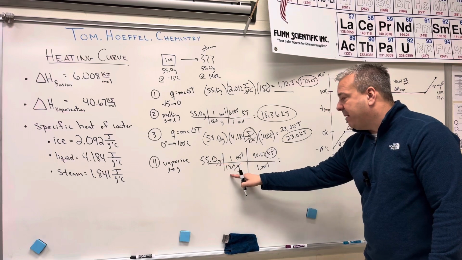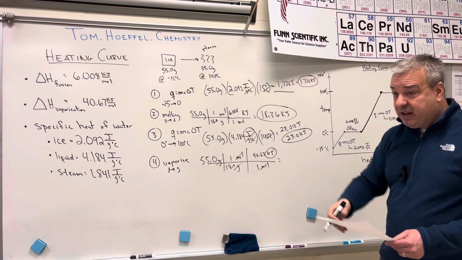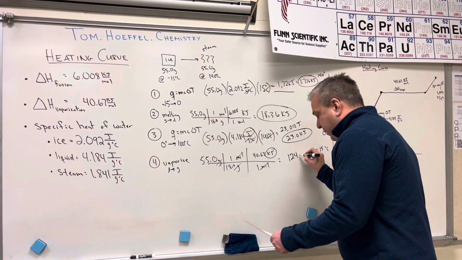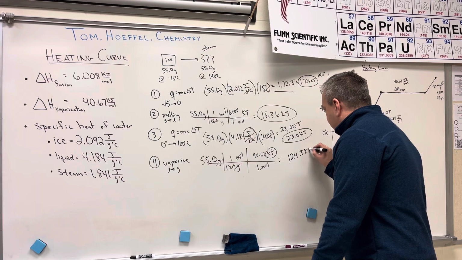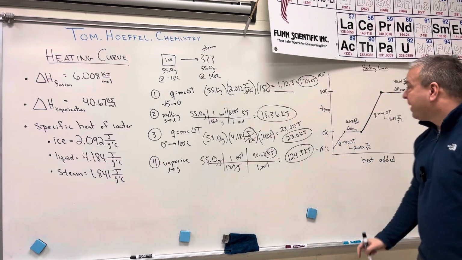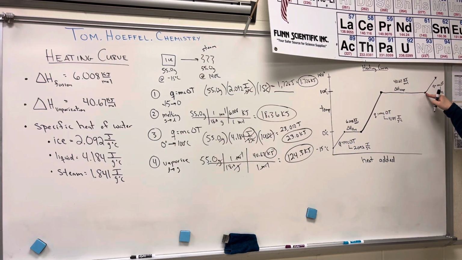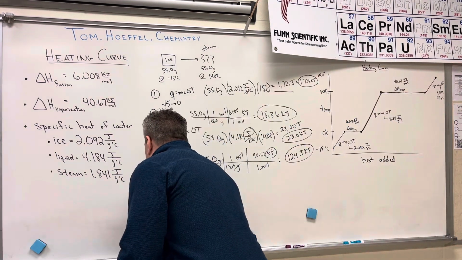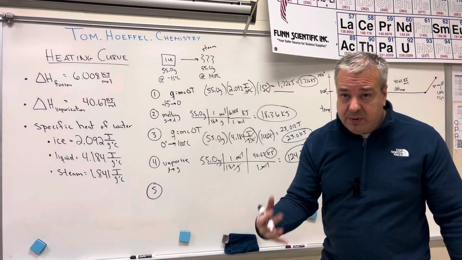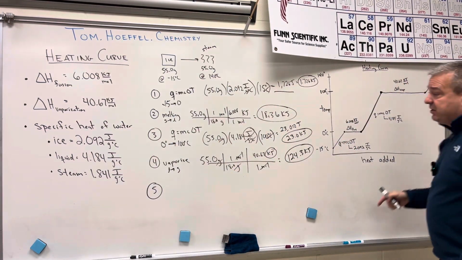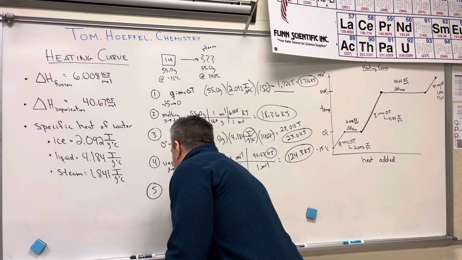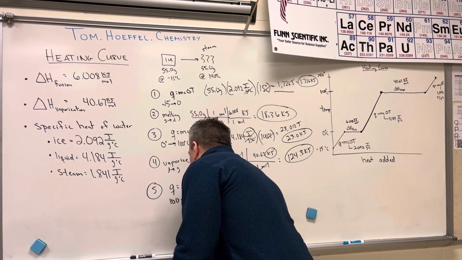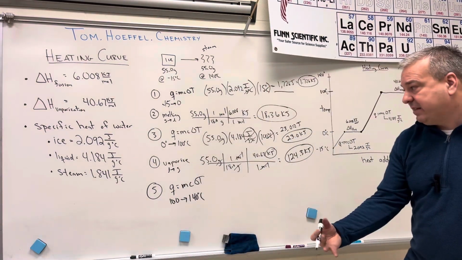So 55 divided by 18 times 40.67, this is going to be the largest number that we come across, and I get around 124.3 kilojoules of energy, okay? So we're at this point in the curve, and the last part is to heat it up to its final temperature of 140. So part 5, we're going to use Q equals MC delta T again because we're on the slope portion of the heating curve. Q equals MC delta T, and we're going from 100 to 140 degrees Celsius for this last part, okay?